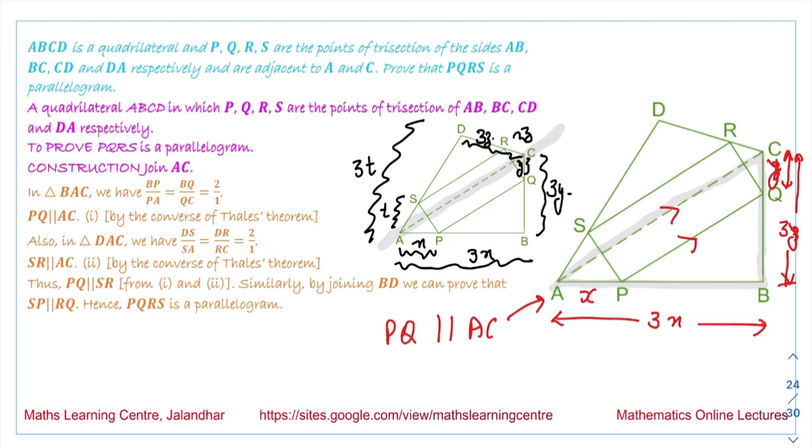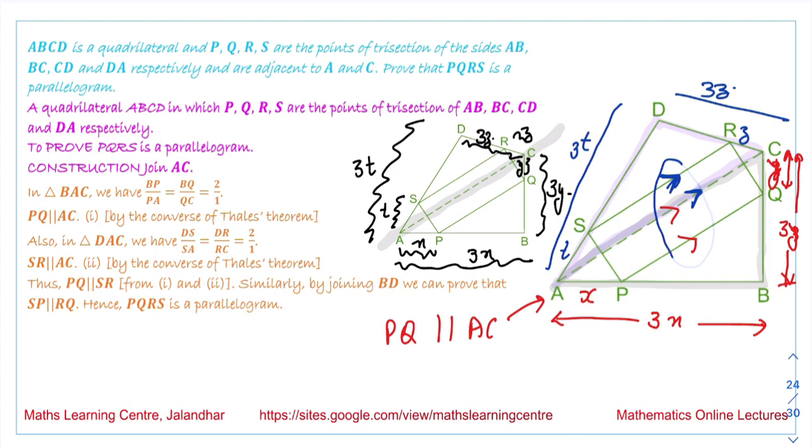By the converse of basic proportionality theorem. Now if we talk about the triangle DAC, again we have a similar kind of condition: if this is t, then this whole length is 3t. If this is z, then this whole length is 3z. So we are saying that these two lines are parallel to each other.